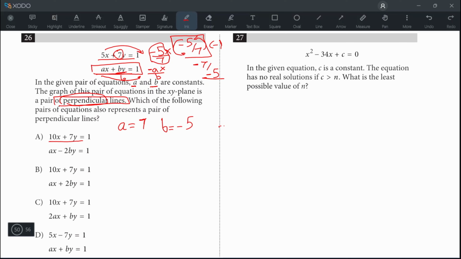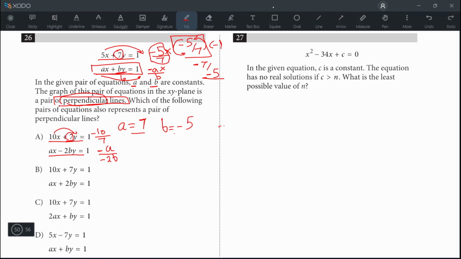What is the slope of this function? The slope of this function is negative 10 over 7. We'll move 10 to the other side, so it'll be a negative 10. We'll divide by 7. So the slope is negative 10 over 7. Now what about the slope of the other function? The slope of the other function is negative a over negative 2b.